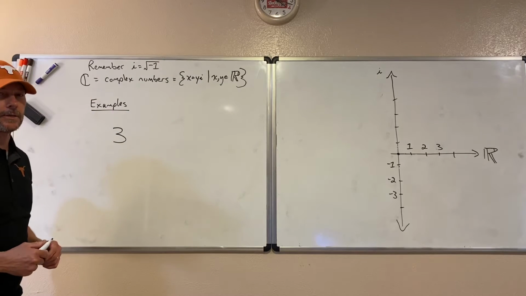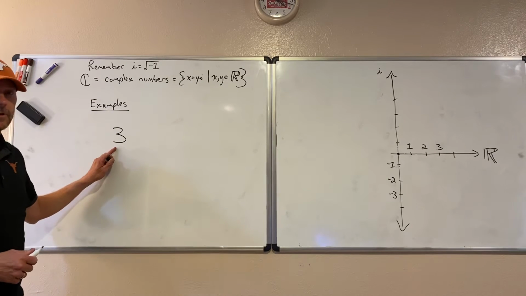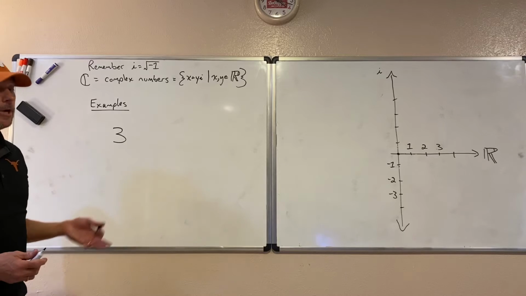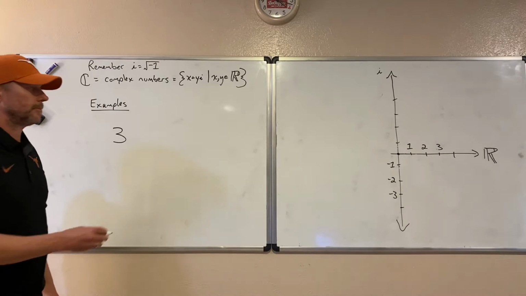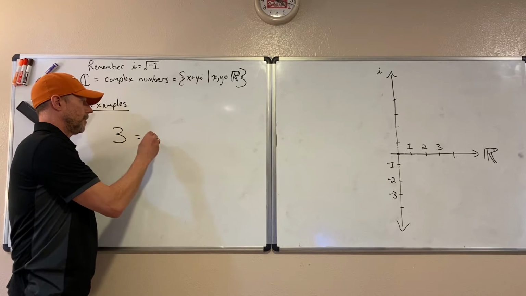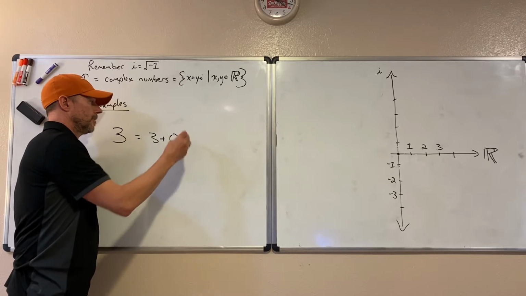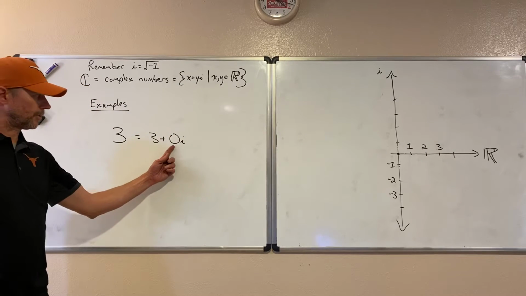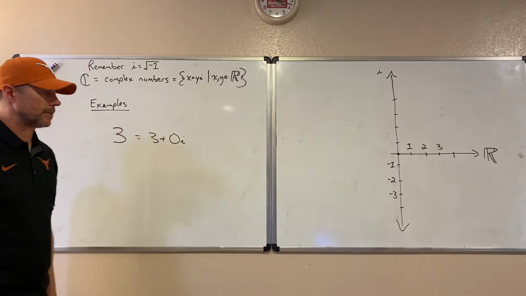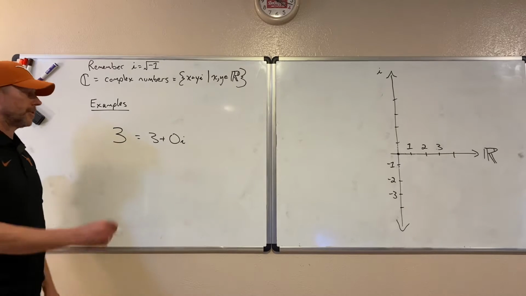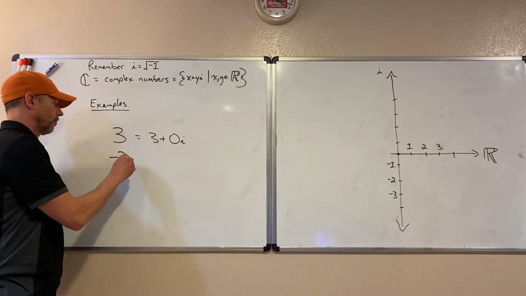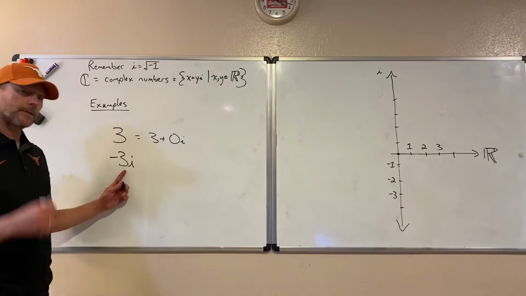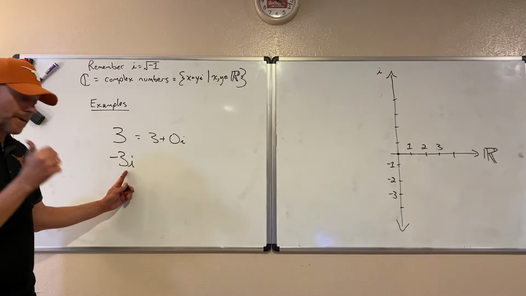There it is. Oh, yeah, that's just the number 3. It's a regular old real number. But real numbers are complex numbers because any real number can be written this way. So it has a real number coefficient on the i, so therefore it's a complex number. Let's get another example out. This is a complex number. It's also an imaginary number.